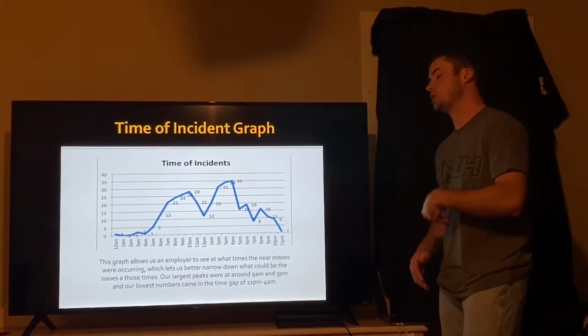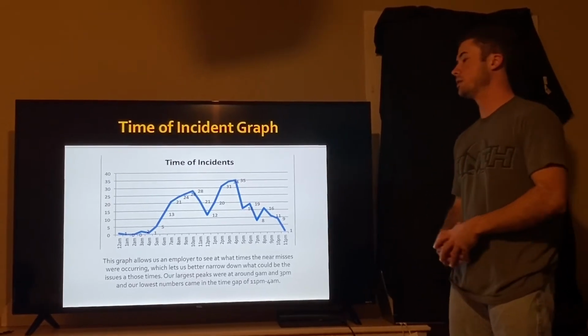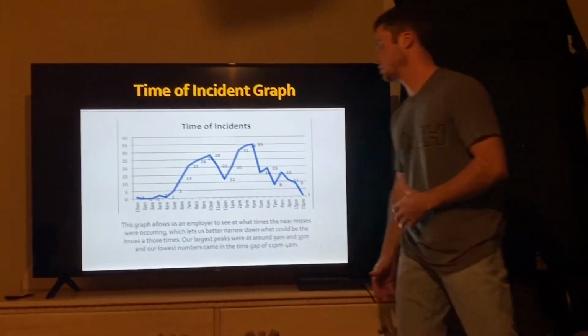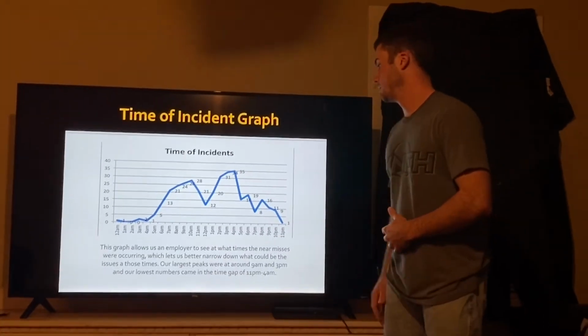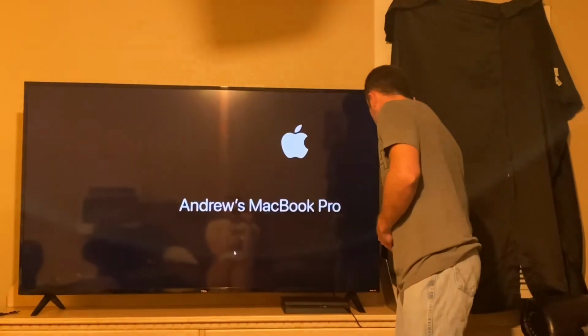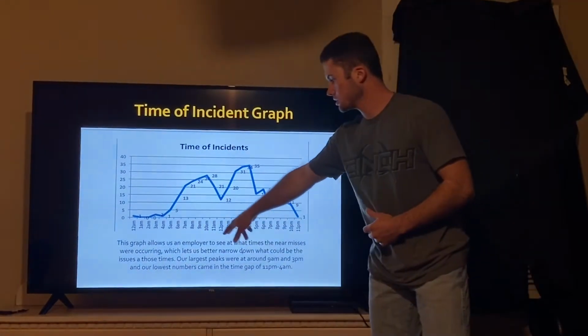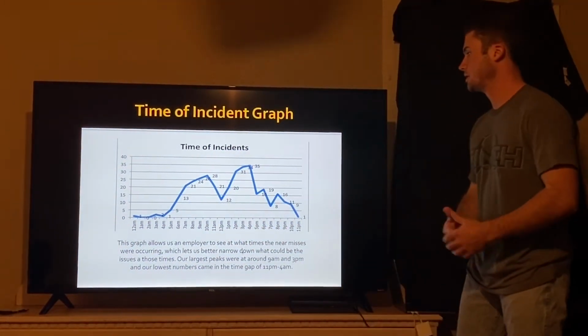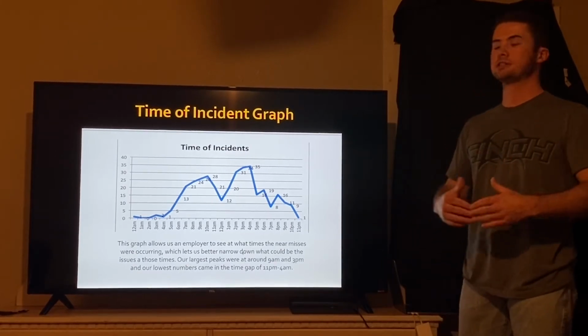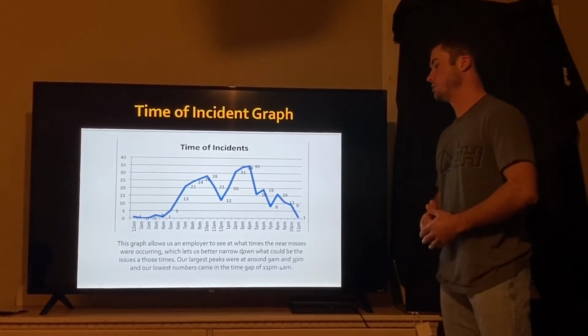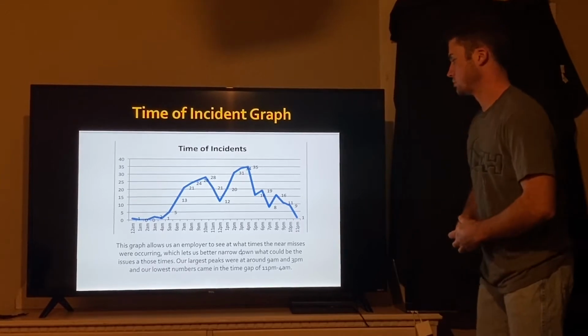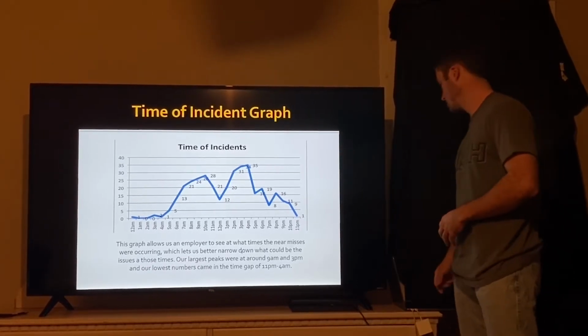So really we need to look at what we're doing there, maybe what's going on, and try to implement that into some of our midday times, as we can see here, from 9 a.m. to 3 p.m., to try and take those numbers and those peaks down, and to do better at those times. That's what this graph allows us to see.